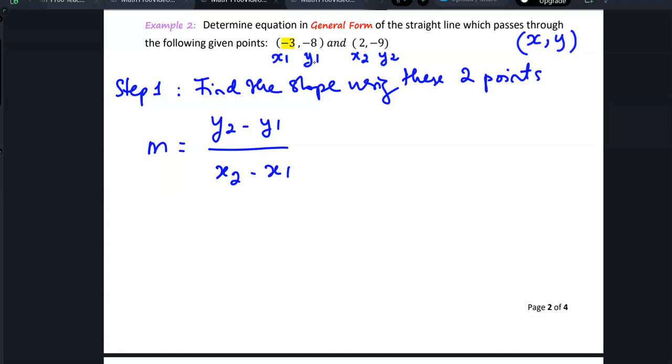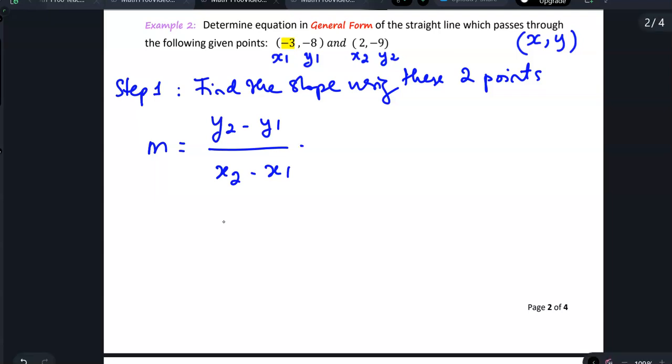So this is your point number 1. This is your point number 2. For point number 2, the very first one is the x2, and this one is the y2. So that's how you distinguish the difference between the two. And then from there, you can identify y1, y2, x1, x2, and you substitute into this equation.